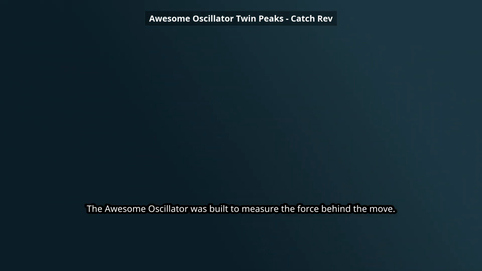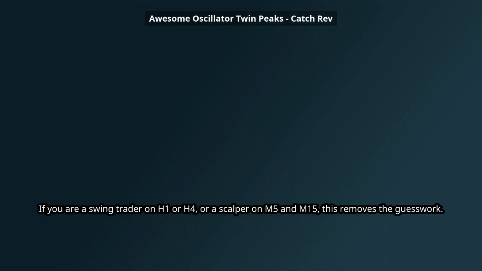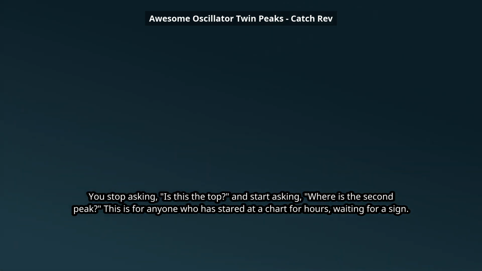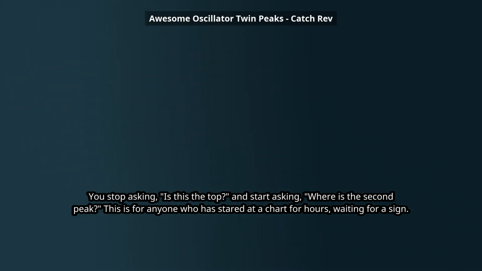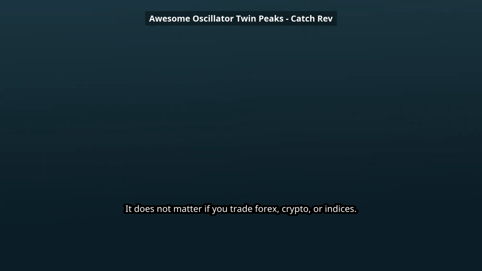If you are a swing trader on H1 or H4, or a scalper on M5 and M15, this removes the guesswork. You stop asking, is this the top? And start asking, where is the second peak? This is for anyone who has stared at a chart for hours, waiting for a sign. It is for the trader who knows support and resistance, but still gets faked out. It does not matter if you trade forex, crypto, or indices. The logic is universal because it is based on momentum, not the instrument.